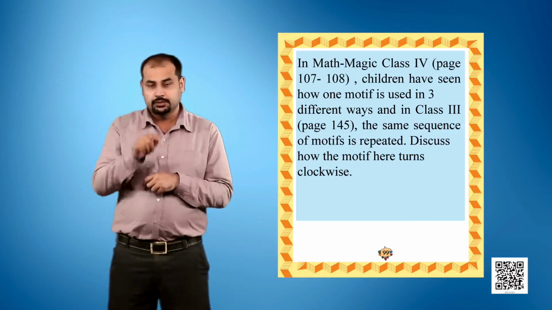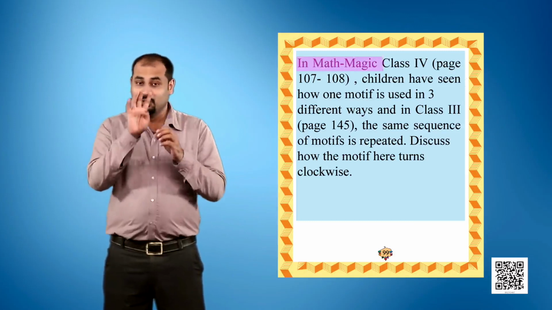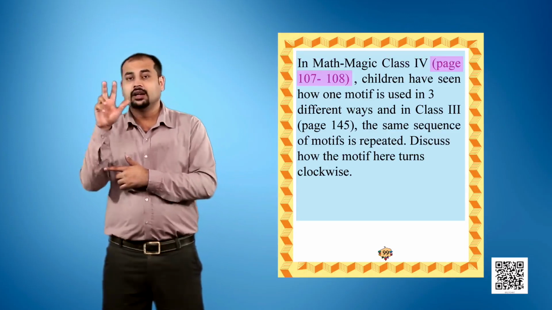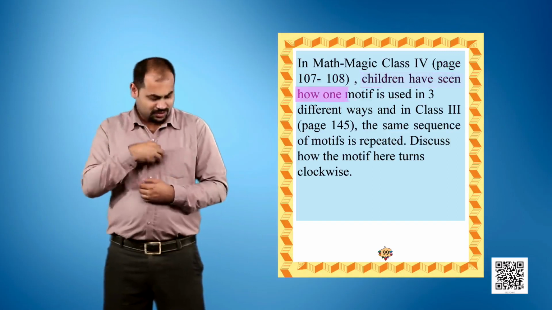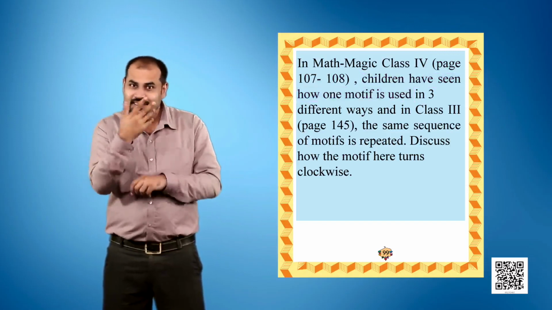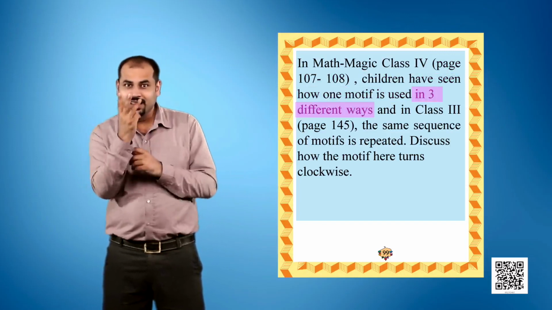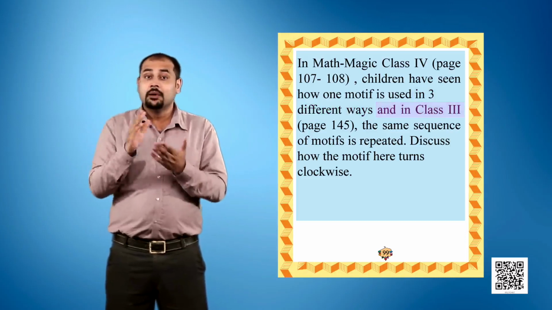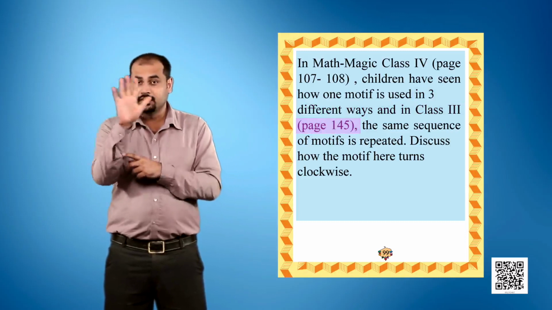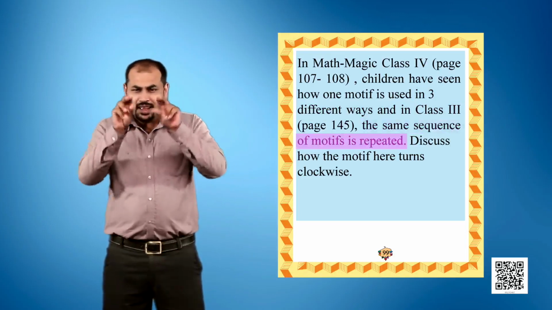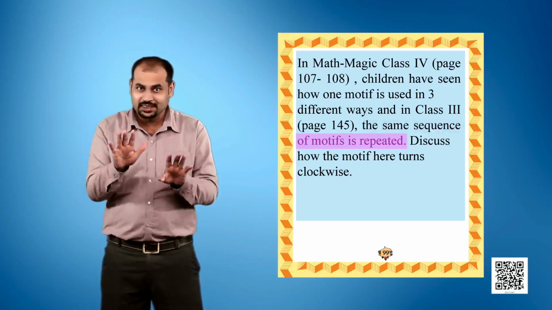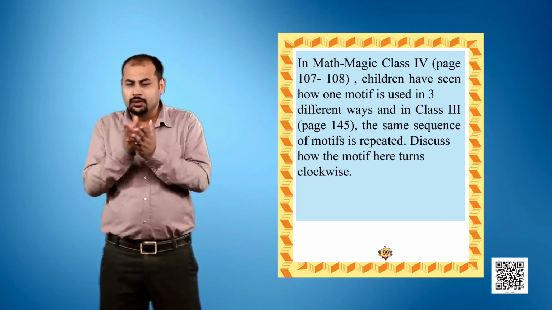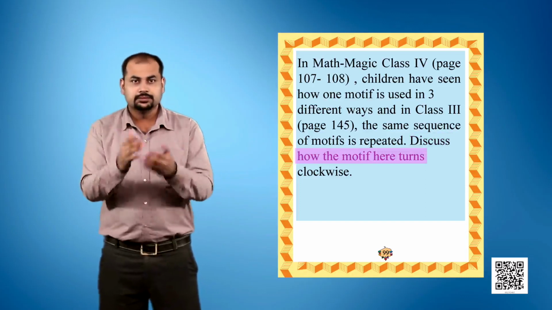For the teacher. In Math Magic Class 4, page 107 to 108, children have seen how one motif is used in 3 different ways. And in Class 3, page 145, the same sequence of motifs is repeated. Discuss how the motif here turns clockwise.